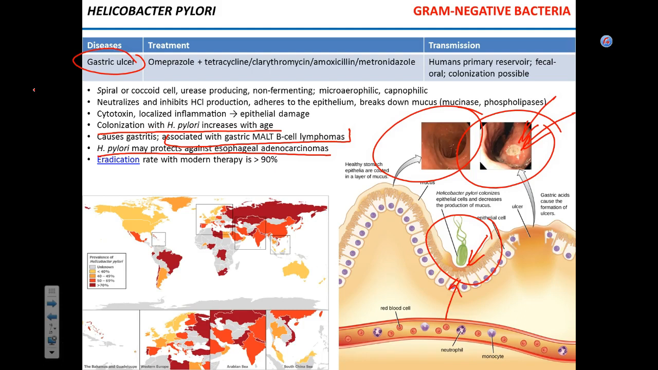Now, how do we know that H. pylori causes peptic ulcer? Two things. First, the whole story of discovery, when Marshall and Warren noticed that H. pylori is associated with peptic ulcers. They tried for a long time to cultivate this microorganism. They finally figured out that it's microaerophilic and capnophilic and managed to recreate the proper environment for it.